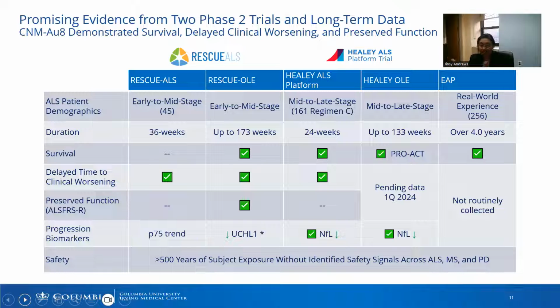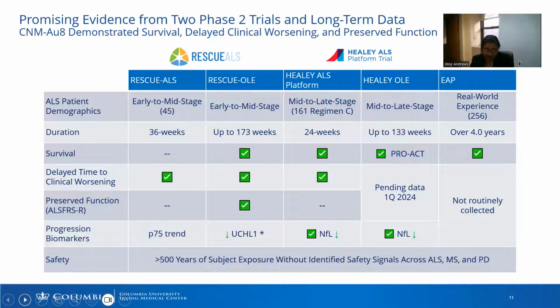This is actually collapsed into one EAP program, but that intermediate expanded access program is different than the NIH-funded program from Clene. And the NIH-funded program through Columbia, Clene, and Synapticure is really intended for people that have not yet been exposed to CNM-AU8 and haven't had a chance to participate in the previous EAP. So I just wanted to make that clear.